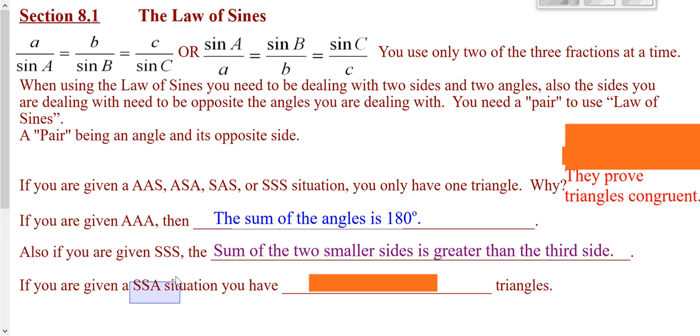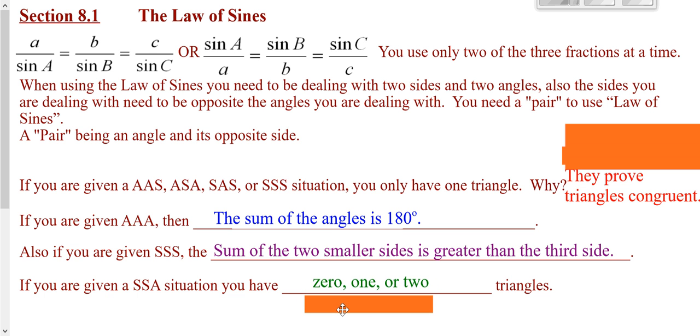But if we end up with this situation here of an angle not between your two sides, that does not prove triangles congruent. Then you actually have to check to see how many triangles you have. So if you're given this situation, then you got extra work to do, because it could be no triangle formed, one triangle formed, or it could be two triangles formed. But if it's any one of these first ones, then you don't have to worry about it. You just go ahead and solve it like normal.